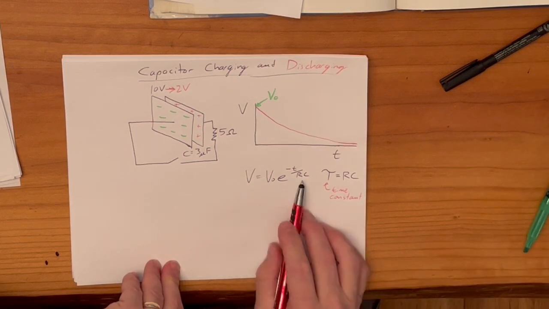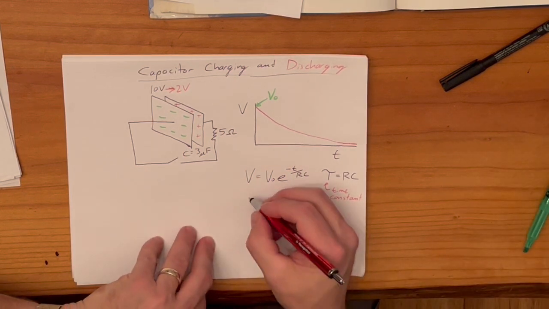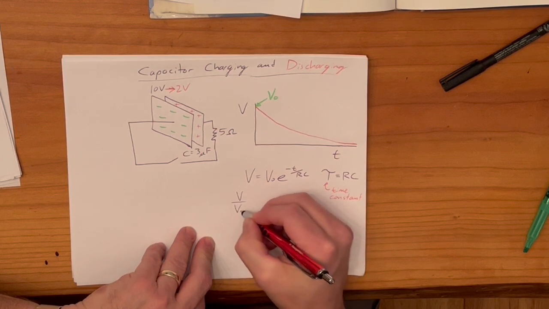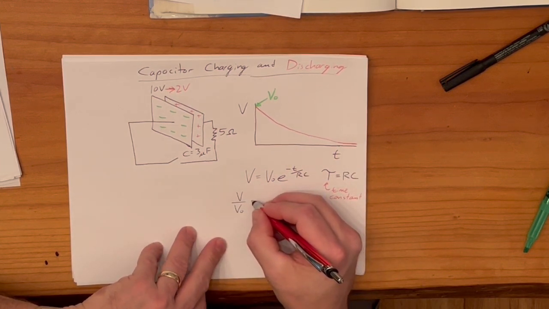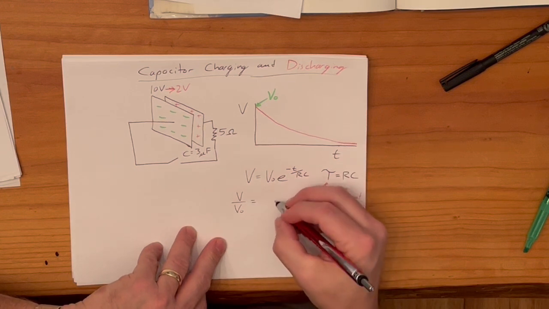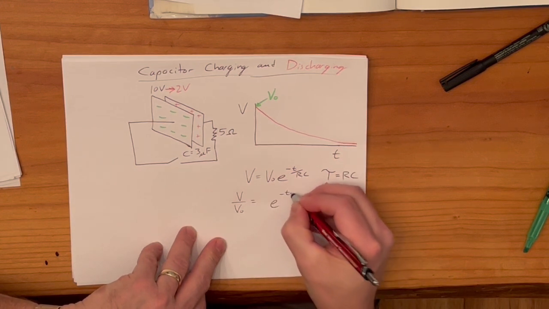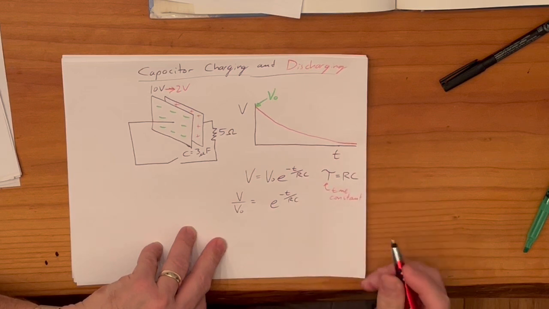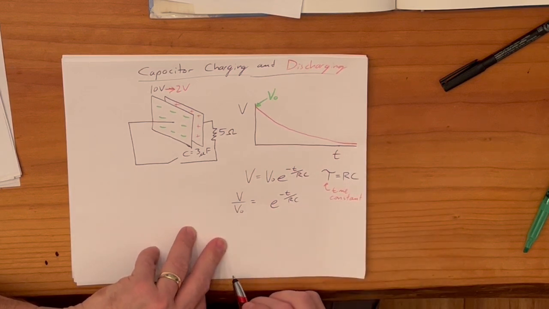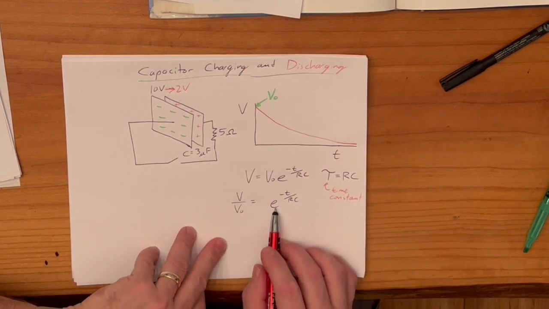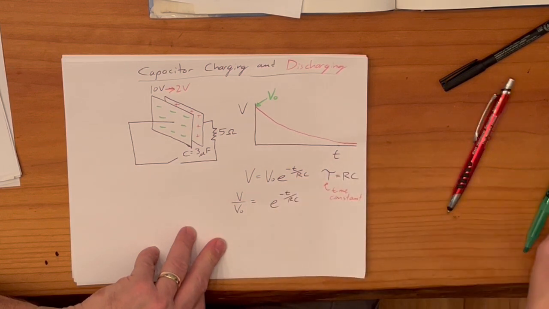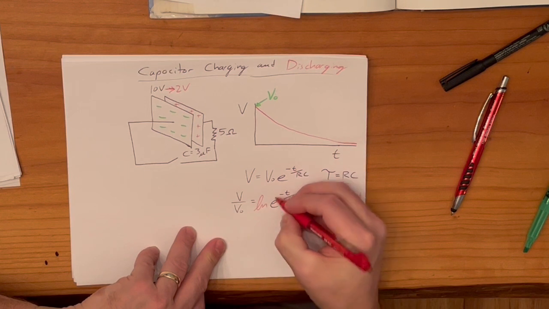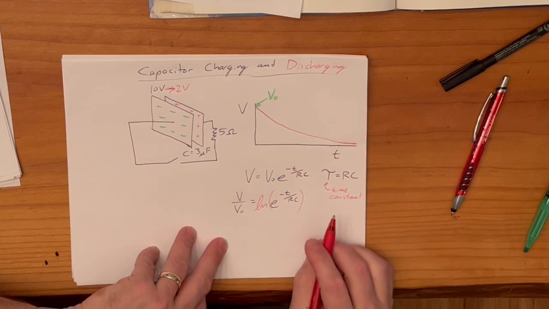Okay, so we got to look at this formula. We have to solve it for t. So to do that, we can bring my V0 over, and that's going to be equal to e to the negative t over RC. We could write tau here as well. We don't like this e, that's complex. So what we're going to do is we're going to ln it. We'll do that in red. It's the natural logarithm of this.